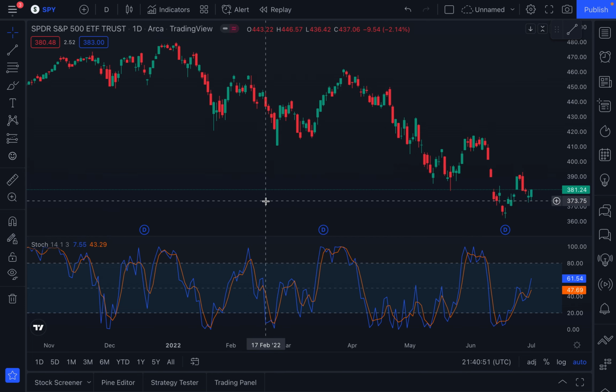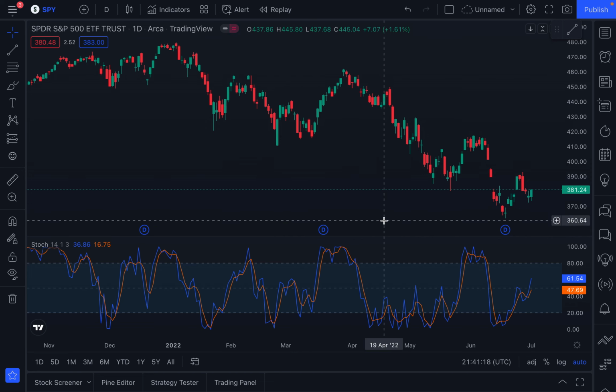Now let's first start by talking about what the stochastic oscillator is. The stochastic oscillator is a momentum indicator comparing a particular closing price of a security to a range of its prices over a certain period of time. The stochastic oscillator is range bound. What does that mean? That means it's always going to be a value between 0 and 100, which makes it a useful indicator of overbought or oversold conditions.